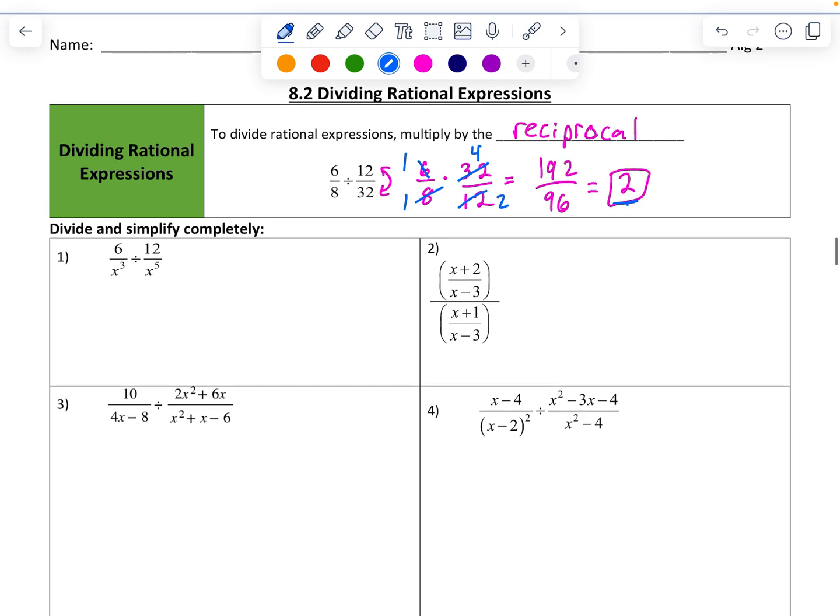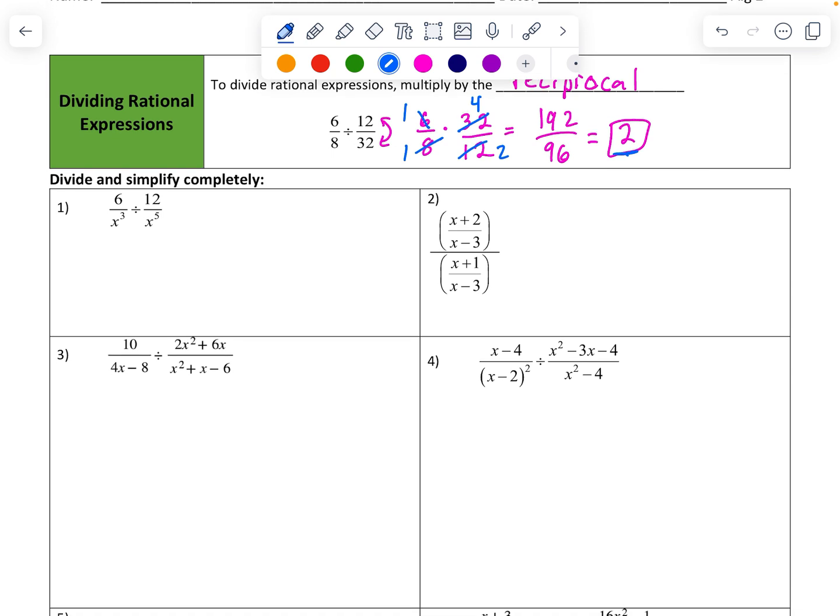So looking at the first problem, we've got a division sign. The very first thing we're always going to do with division is flip over and multiply by the reciprocal. So we're going to keep, switch the sign, and flip the second fraction. Then it's up to you if you want to cross simplify or if you would like to multiply across the top.